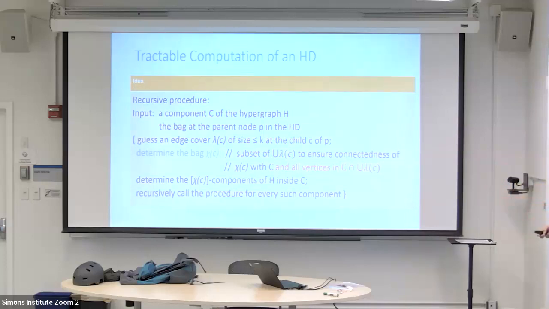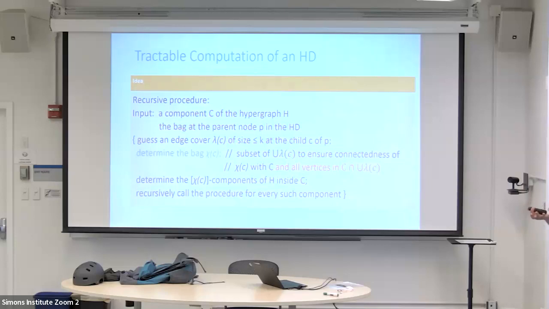And then we do the following. We guess the edge cover. The edge cover is a subset of the edges, and you may take all of the edges from the hypergraph, not just the edges which still have to be covered, but of course at most k. And this will be the edge cover at one of the children of the parent. We have as input the bag of the parent, and we now guess the edge cover at the child of this parent.